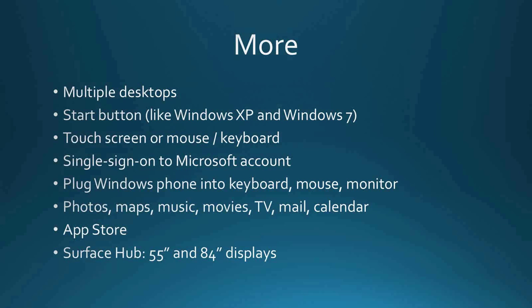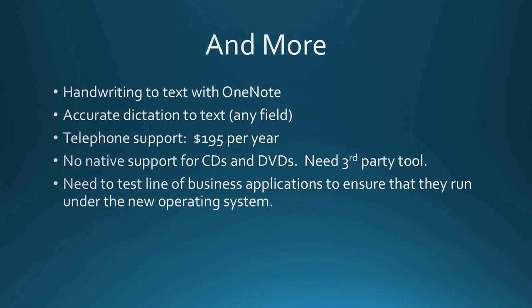available in Windows 10. An App Store, and there's also something called a Surface Hub, which is a large display that can be wall-mounted, currently offered in 55 inches and 84 inches. Handwriting to text with something called OneNote, accurate dictation to any field, telephone support available. You can go to the Microsoft Store and purchase that.